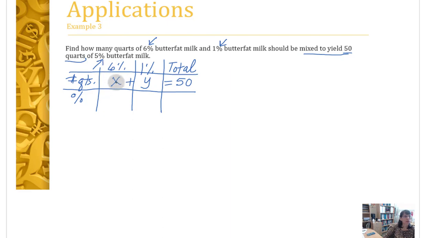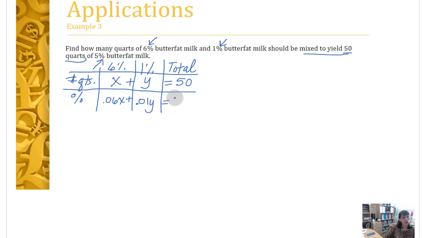The first variable I've written to go along with 6%. 6% as a decimal is 0.06 multiplied by the number of quarts. That will be mixed or added to 1%. Be careful, it's 0.01 multiplied by the number of quarts. Since we don't know it, we're using Y. That will equal the total quarts.